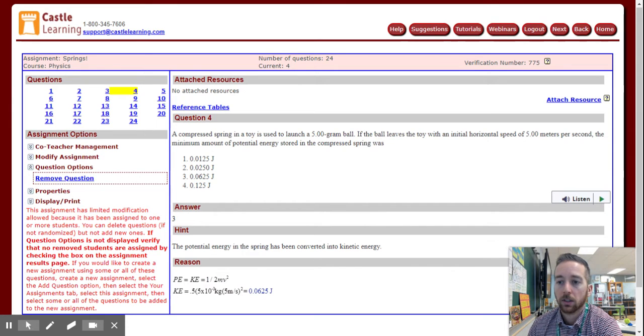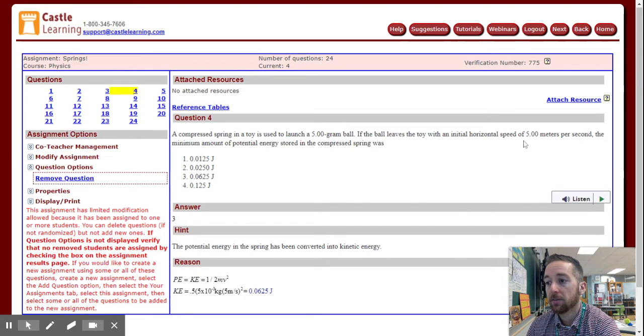Question 4. All right. So let's see. So a compressed spring. The thing that threw me here is this is grams. We don't want grams. We're going to want kilograms. So you got to move it 3 places to the left. 1, 2, 3. So it's 0.005.